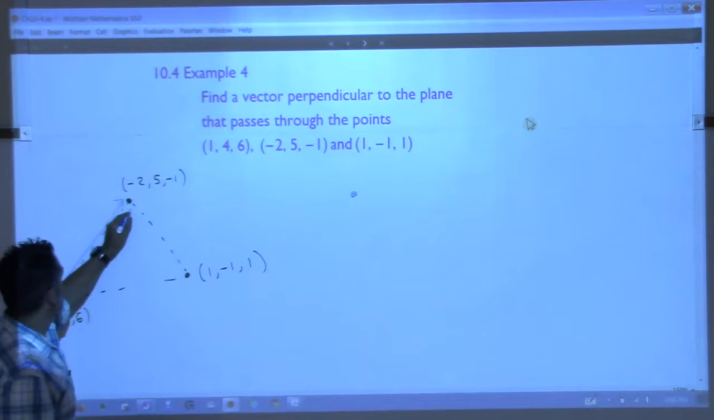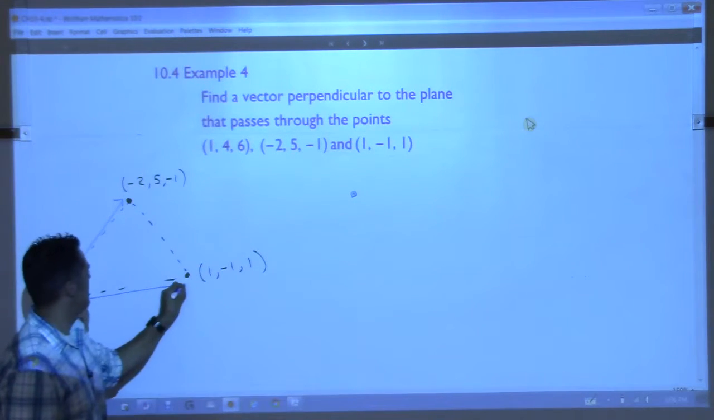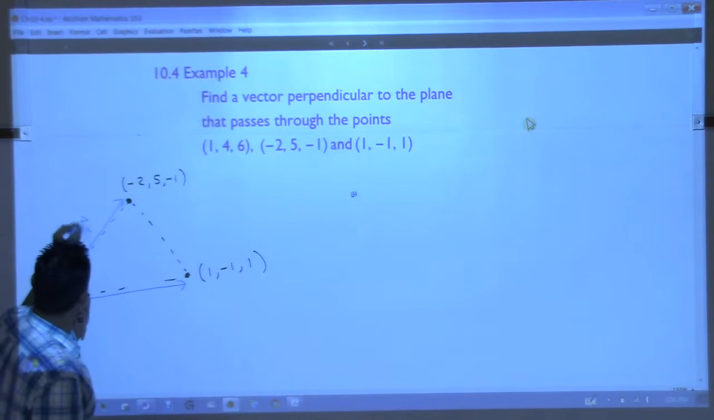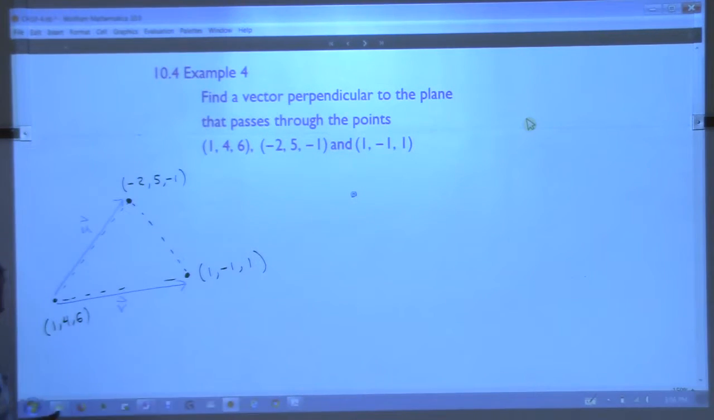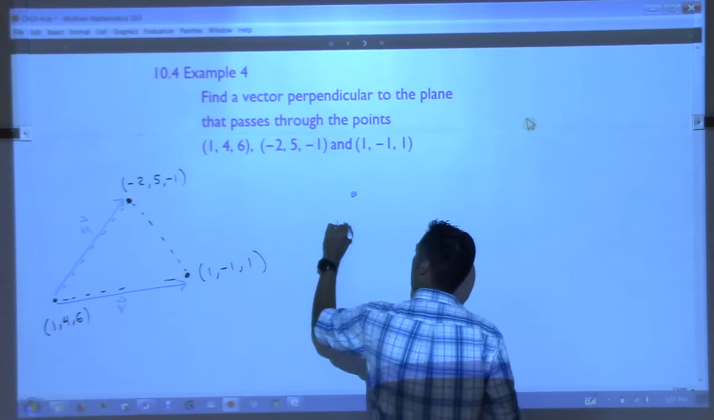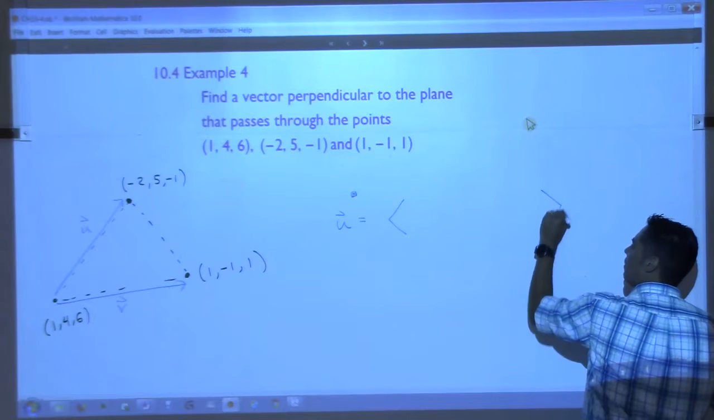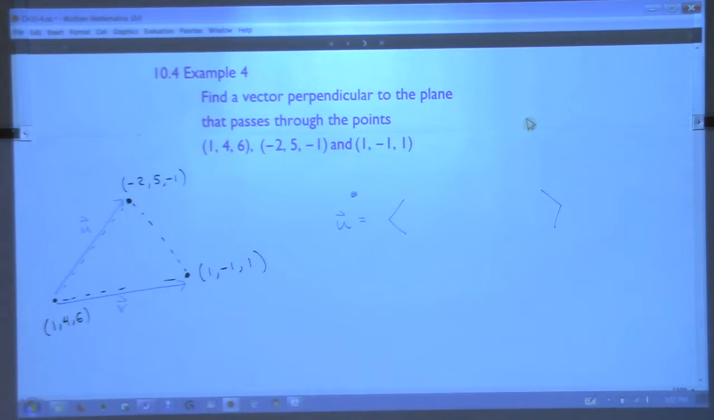So let me just do this one. This one makes most sense to me. We'll call that u, and I'll call that v. And so what is u here? What's the vector u?